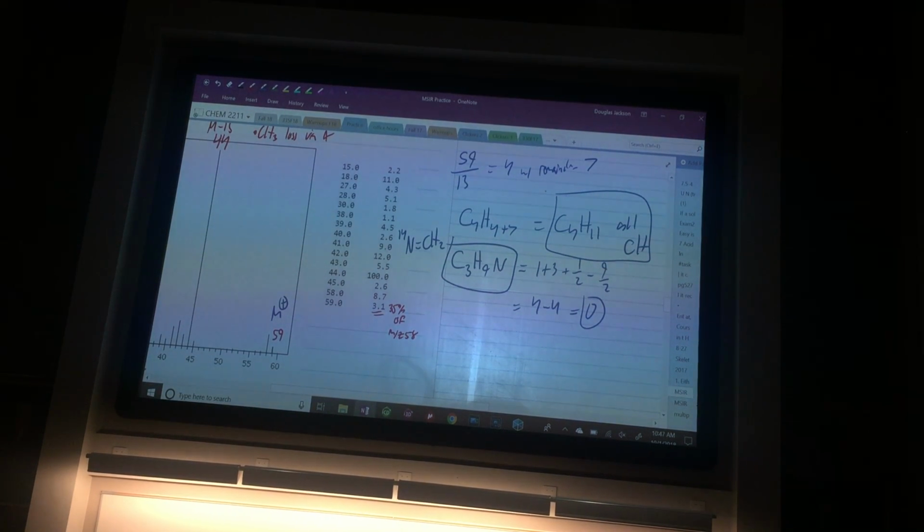Okay, so as we do with the all carbon hydrogen, C4H11. And then exchanging a CH2 with the nitrogen that we saw in the IR gives us C3H9N. Our final structure.